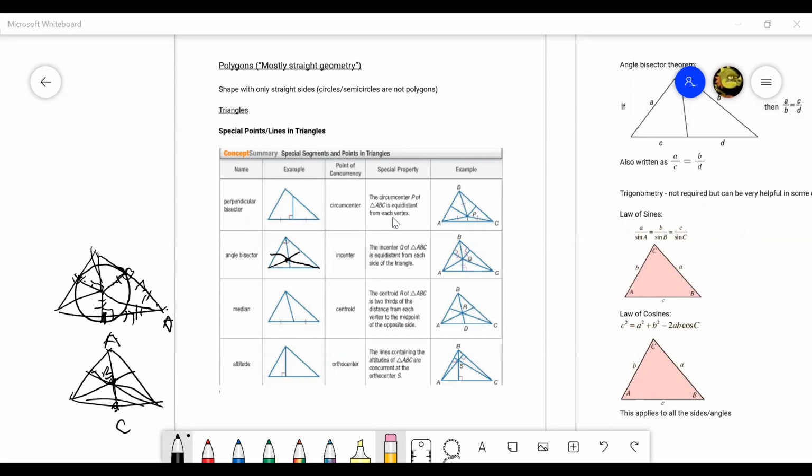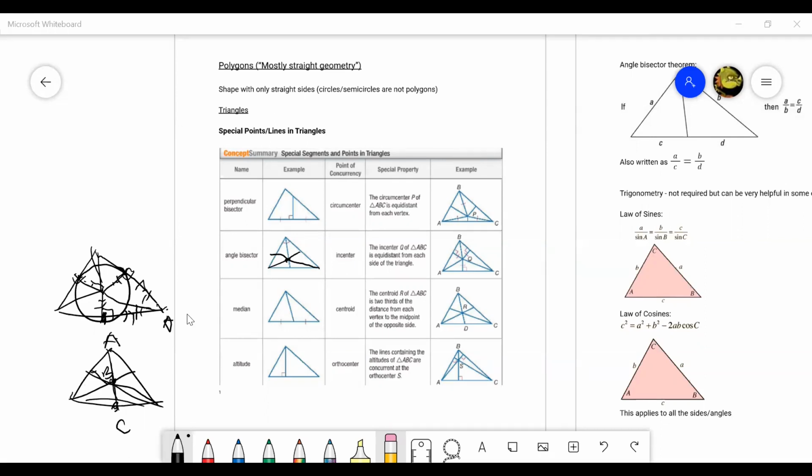With the medians, I don't think the proof of why it splits into 2 to 1 is going to be within the scope of this course. So just know that this property exists. And that's really the only thing you have to relate the median to anyway.